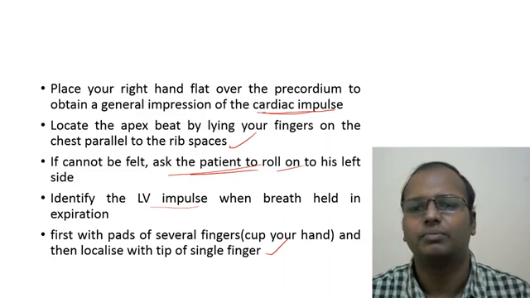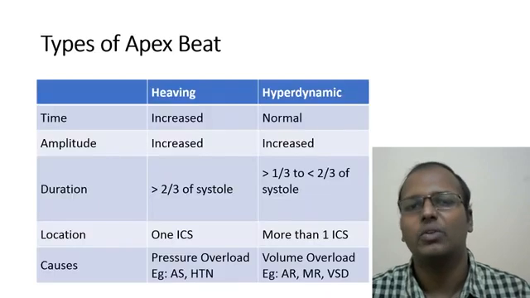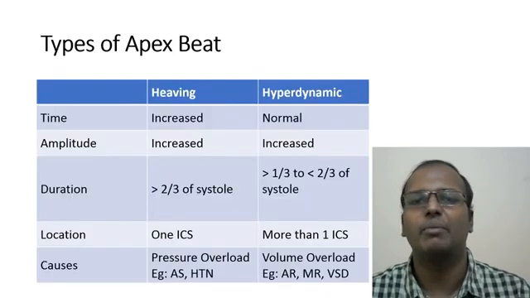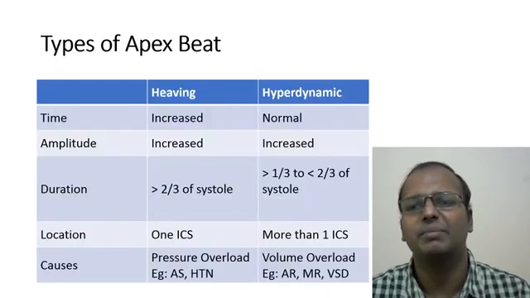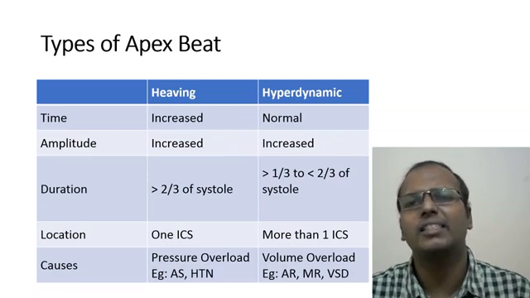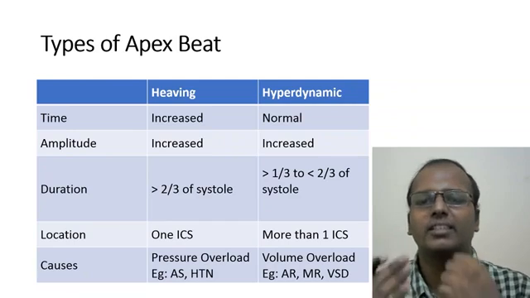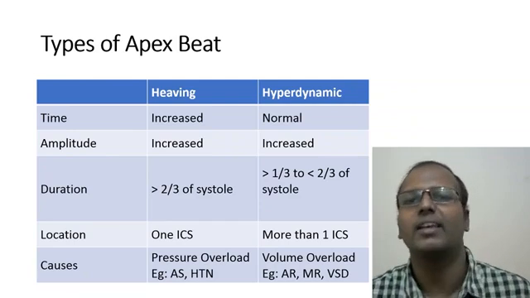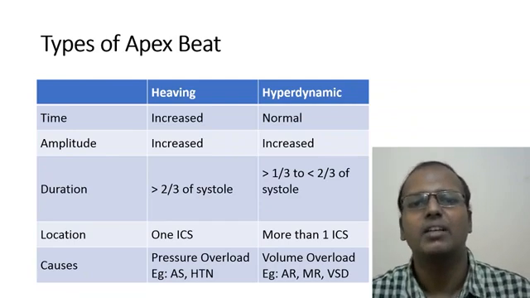So what are the types of apex beat? Normal apex beat, then tapping, heaving, and hyperdynamic. Tapping apical impulse or apex beat is nothing but a palpable S1. It lasts for a very short duration, it just hits and goes. This is what the conventional teaching is. That is the tapping apex beat.